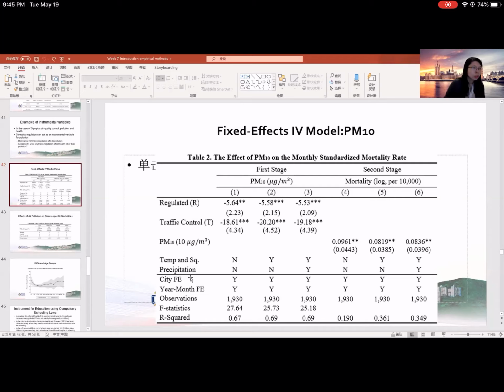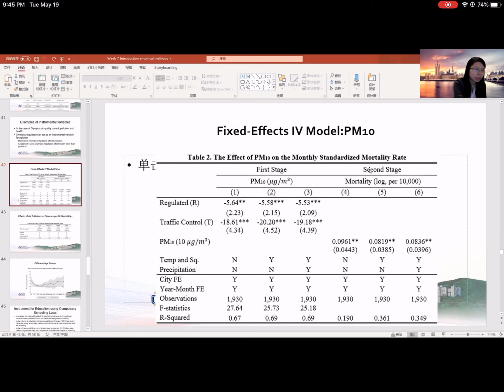I don't need you to explain these tables, but sometimes you need to know that basically this is a negative number. It's showing a negative relationship between regulation and PM10, and they're statistically significant. That's fine. So this first part of the table is trying to explain the negative relationship between regulation and traffic control on pollution, and the second table is trying to show the relationship between PM10 and mortality.